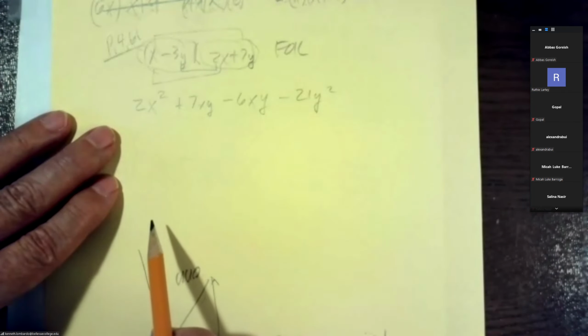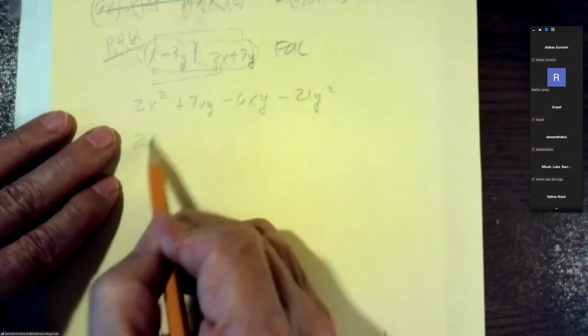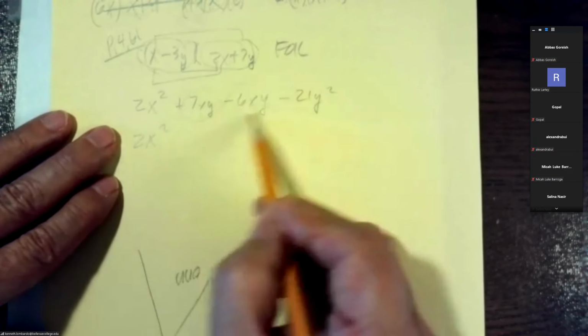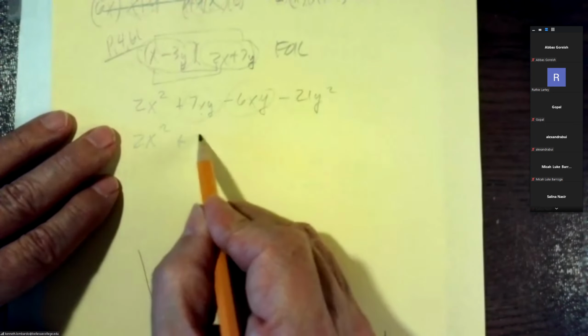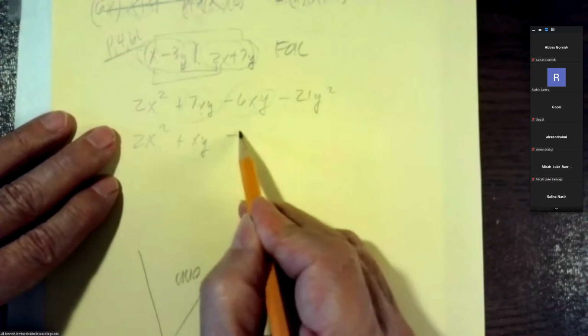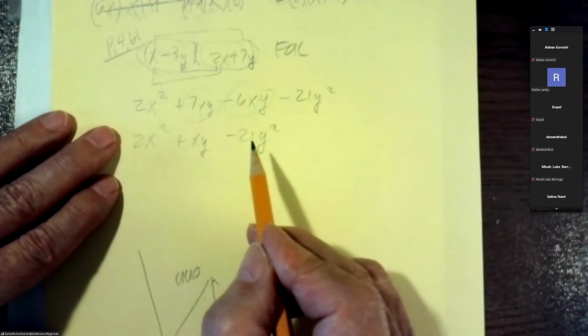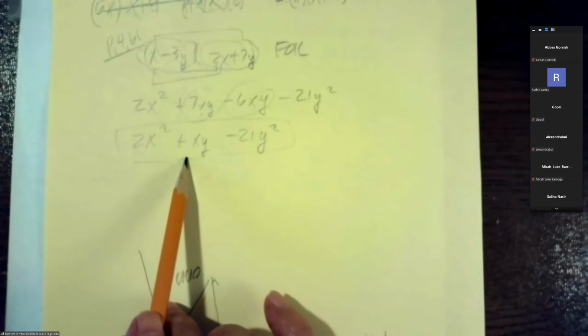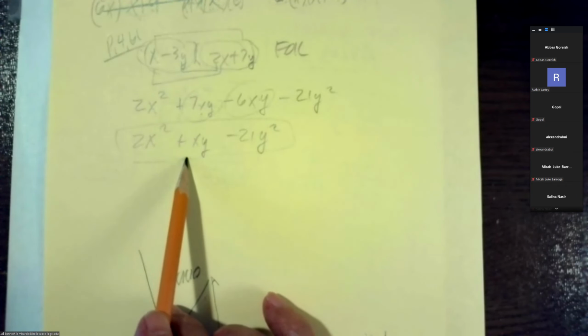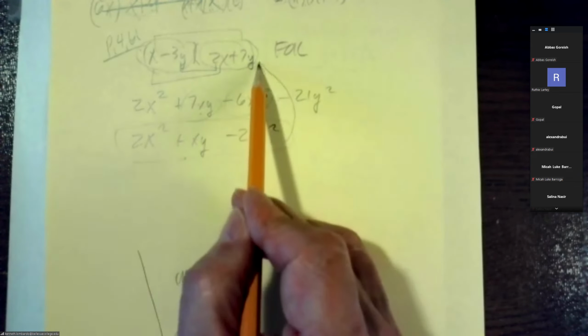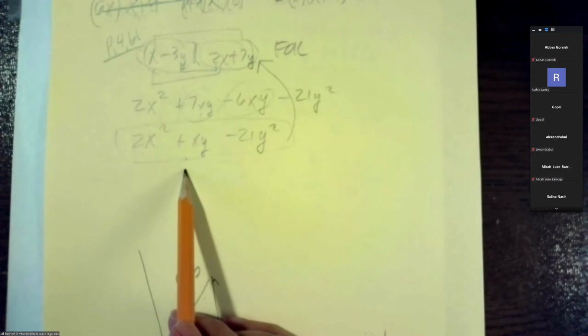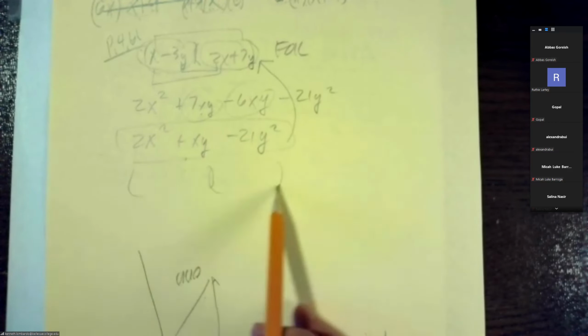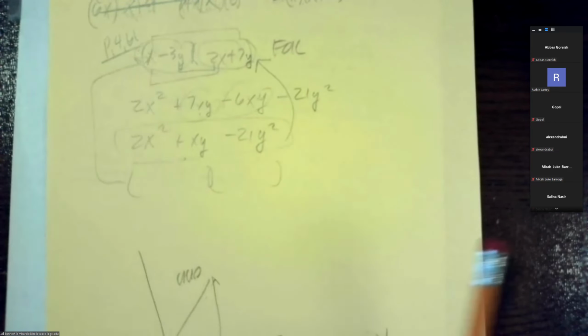Okay, so far so good? Yes. So 2x squared, and then 7xy minus 6xy is just xy, minus 21y squared. Is that what we get when we multiply them? Do you have to simplify further, or is that it? Are we able to simplify that any further? If we factor it, we're going to go back to where we came from, aren't we?